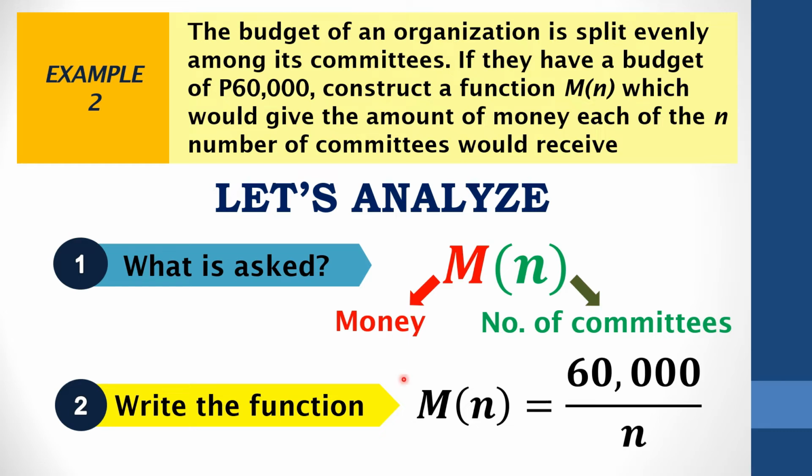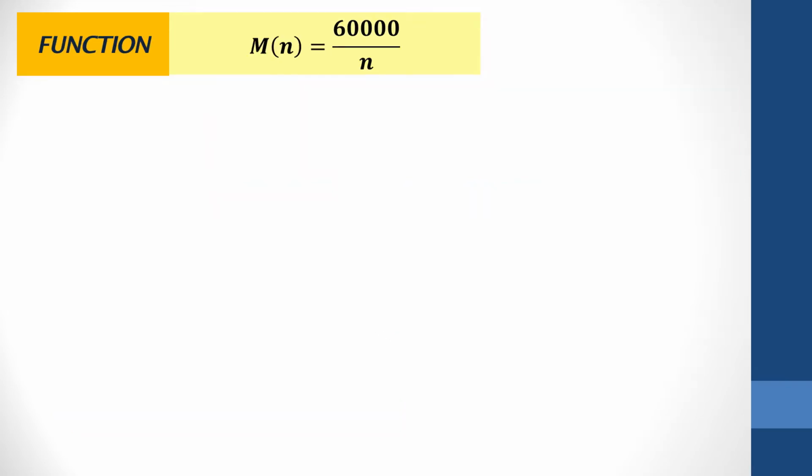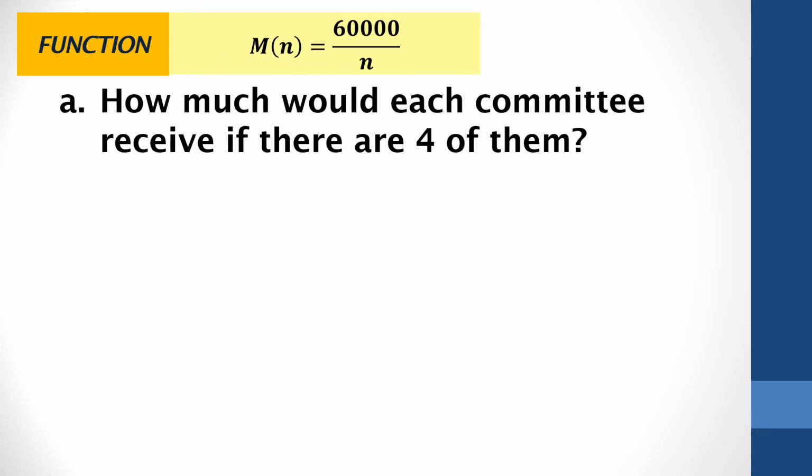Itong function na to, ito daw po yung gagamitin natin para makuha natin yung amount of money na marireceive ng bawat committee. So, let's answer the first additional question. Okay, we have this function, m of n equals 60,000 over n. Question, how much would each committee receive if there are 4 of them? So, ilan daw po yung marireceive ng bawat committee if 4 po silang maghahati-hati sa 60,000?